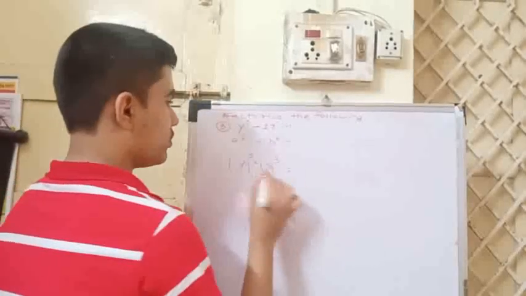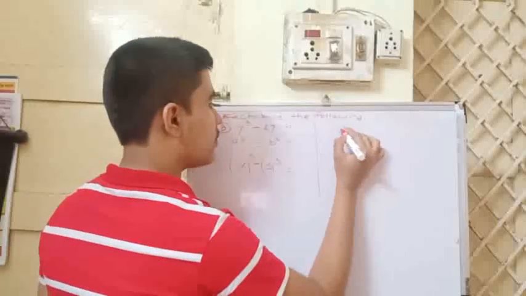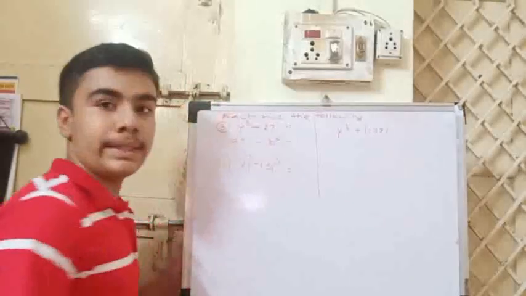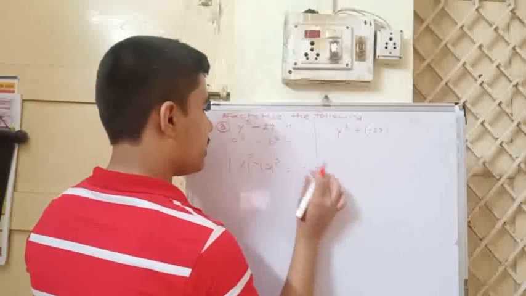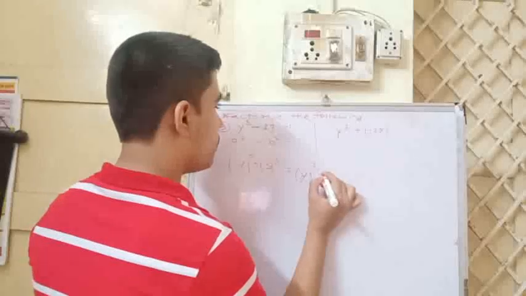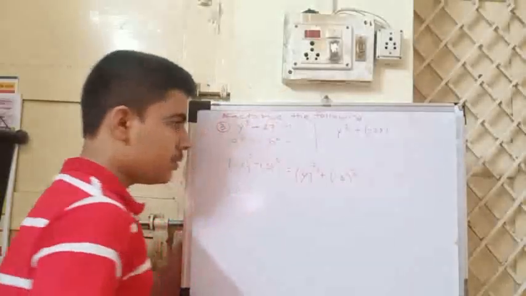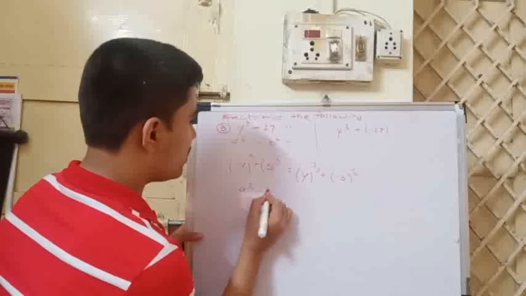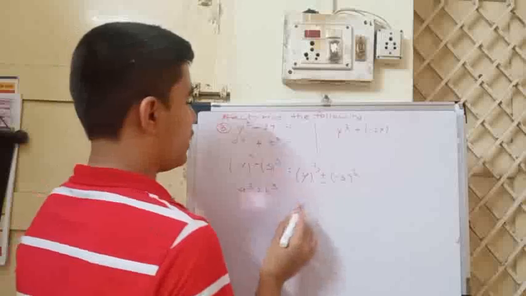So here, if you see, y cube plus of minus 27, I can take it like this because plus minus is minus. So here also I can take y cube plus minus 3 cube, and we know that a cube minus b cube, sorry, plus. Now here it is the plus, so we will have to take the plus.